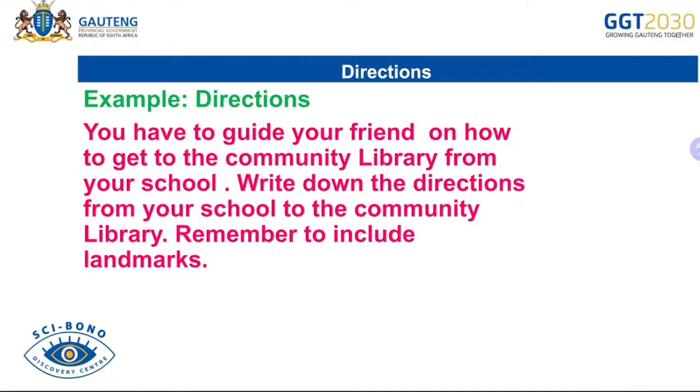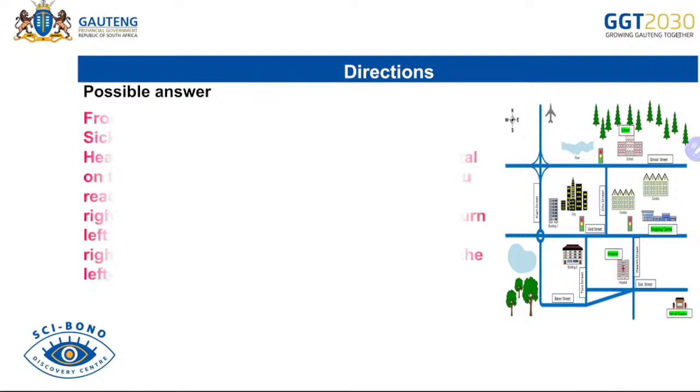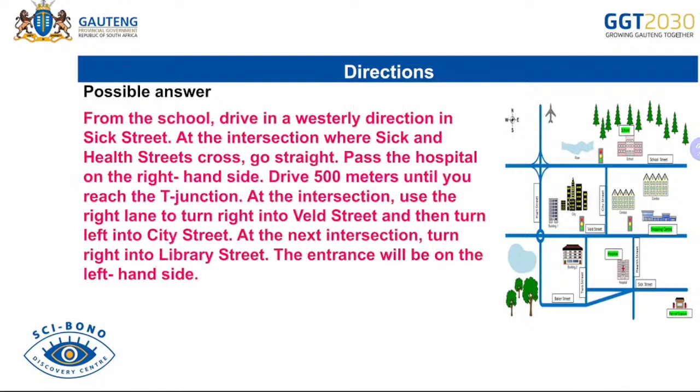You have to guide your friend on how to get to the community library from your school. Write down the directions from your school to the community library. Remember to include landmarks. That's the question. That's the brief. So let us see, how will you go about that? Possible answer, there it is.